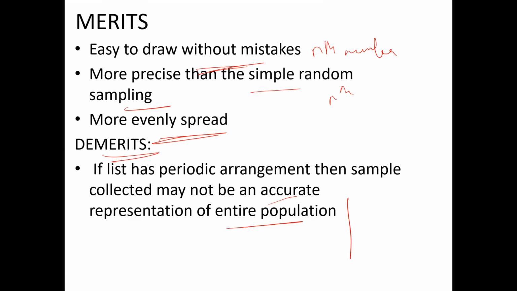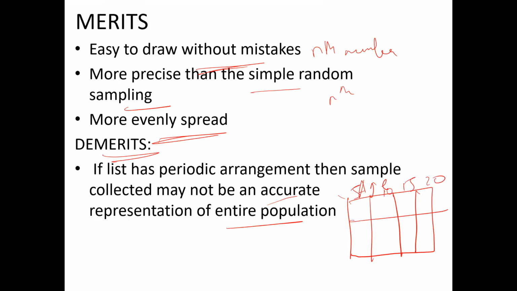Yeah, if they are periodically arranged, for example, if I arrange under age distribution: 5 years, 10 years, 15 years, 20 years, and I arrange them like this. For example, 16 are there, right? So if I take every third number, for example, these are my third numbers. So all I take is the 15 age group only. So they are not an accurate representation of the entire population.